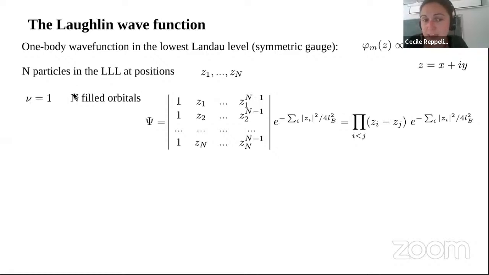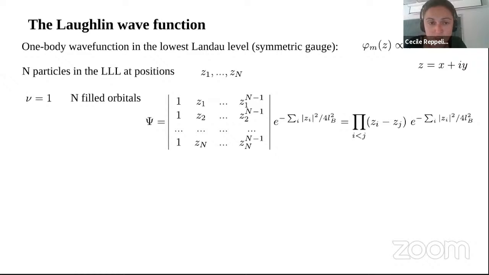Then I would have n orbitals, where n is the number of electrons, and also n is equal to N_phi, the number of flux quanta, or rather the number of lowest Landau level orbitals. So the wave function is a Slater determinant, which if I simplify it, I can write down as a Vandermonde determinant, which comes down to this Jastrow factor. And I still have my Gaussian factor here at the end.